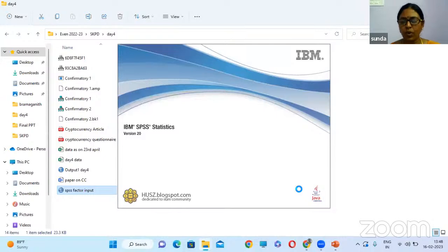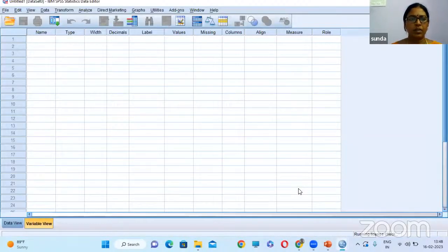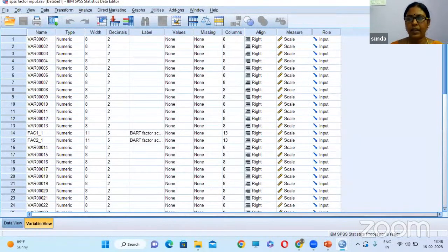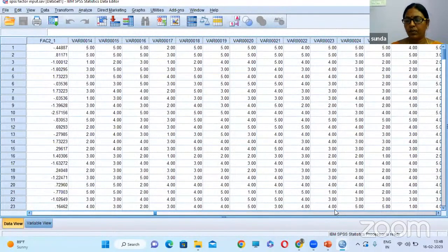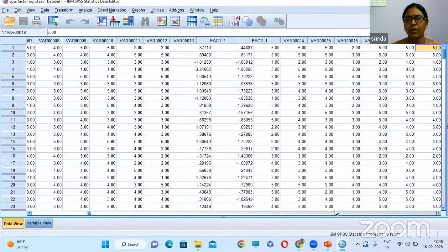I'm going to discuss two of my papers today. This paper is on factors influencing gold purchase behavior of respondents. Okay, so I have taken these variables. For the benefit of the audience, I will start from scratch now.